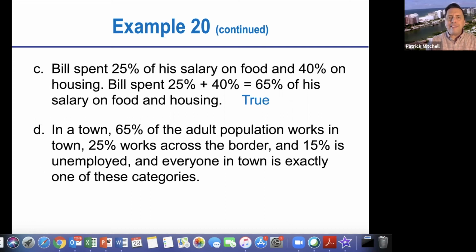Next, in a town, 65% of the adult population works in town, 25% works across the border, and 15% is unemployed. And everyone in town is in exactly one of these categories. Well, let's see, 65 plus 25 is 90, 90 plus 15 is 105. So it would not make sense to account for 105% of the population, so that must be false. So that's an example of where a percentage over 100 doesn't make sense.